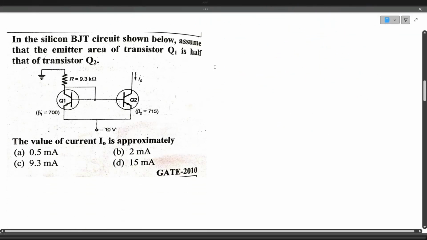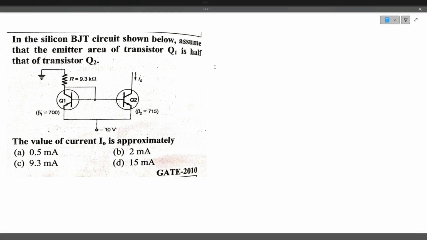We'll see the next question. In the silicon BJT circuit shown below, assume that the emitter area of Q1 is half of the Q2 transistor. So the emitter area of Q1 is half of the emitter area of Q2 transistor.